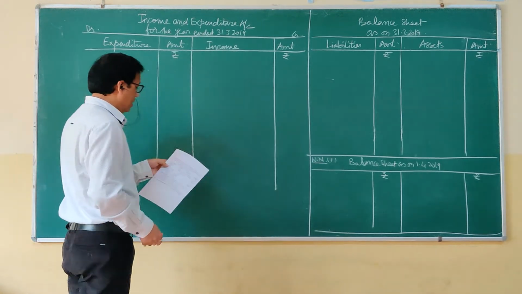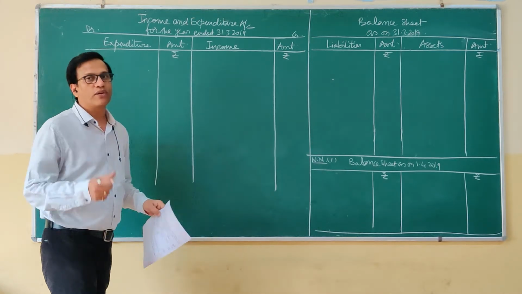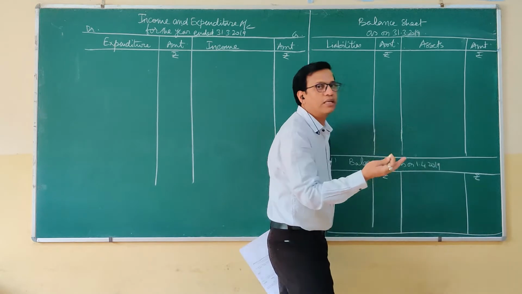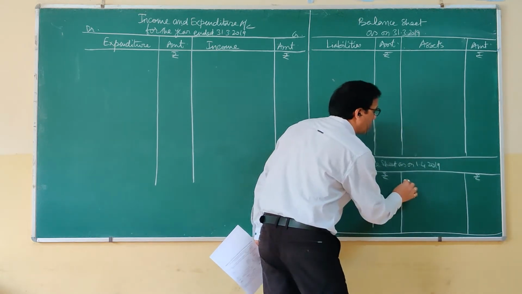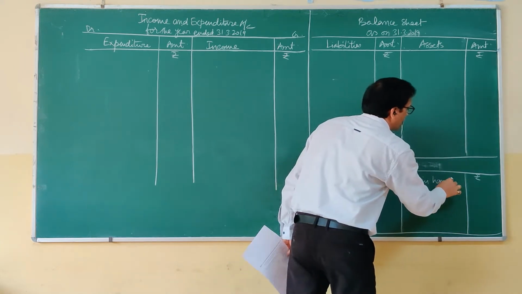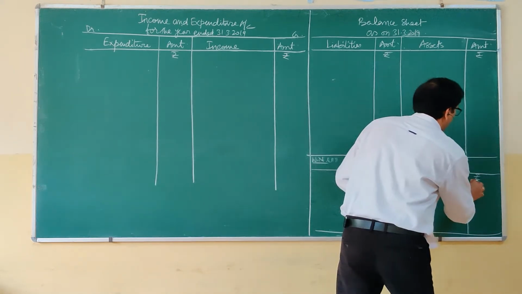So look here. In the receipts and payments account, the first item given is to balance brought down. So it is our opening cash balance. That means it was the cash balance at the end of the previous year. We write it as cash in hand in the opening balance sheet. And it is 80,900.